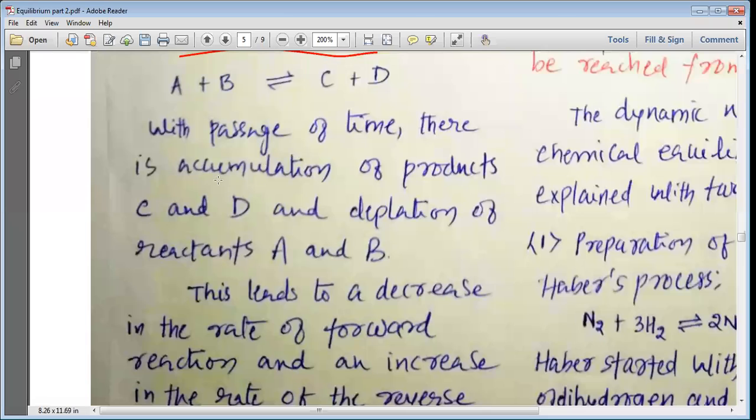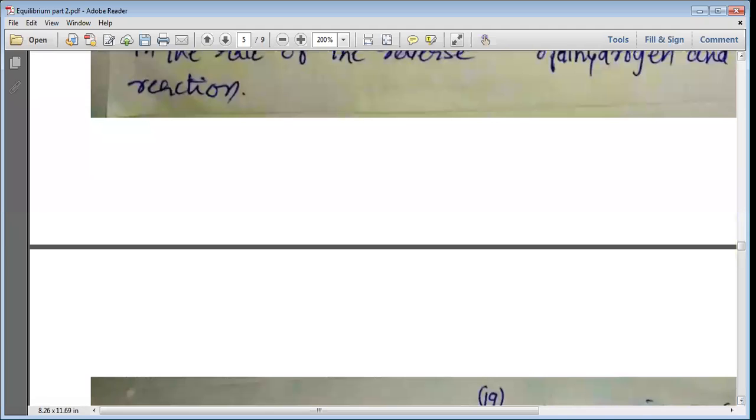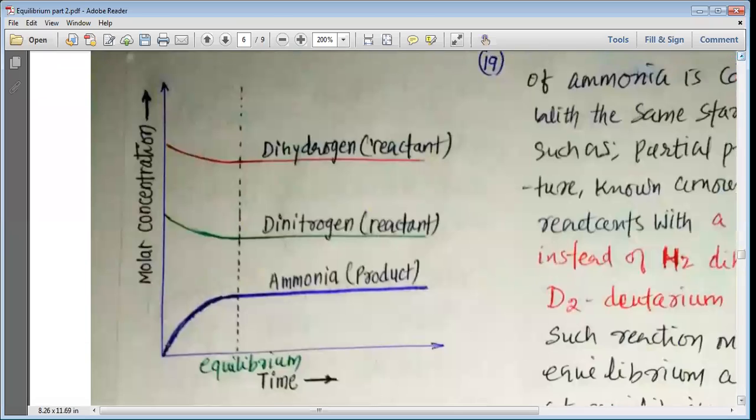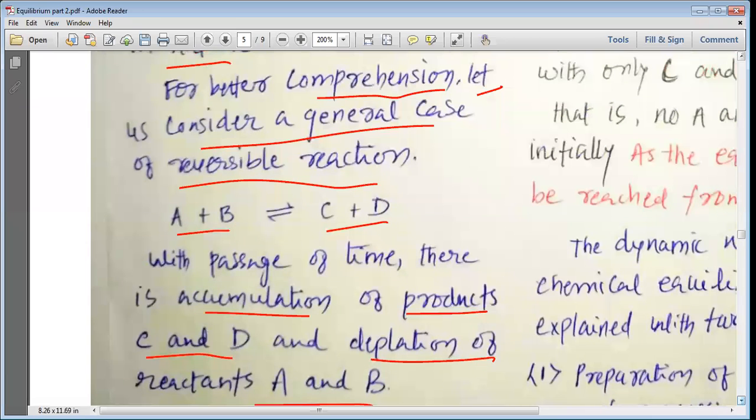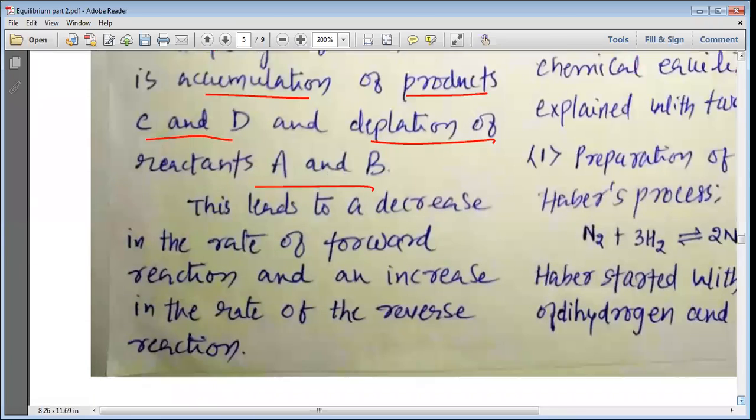With passage of time, there is an accumulation of products C and D and depletion of reactants A and B. That means the concentration of A and B decreases and the concentration of C and D increases. Depletion means decreases, and accumulation means more and more products are formed during this change.